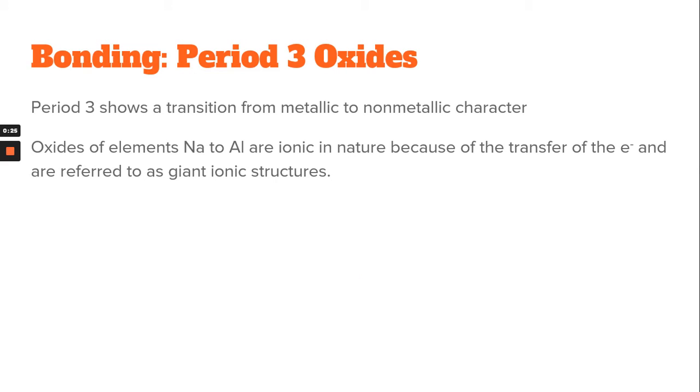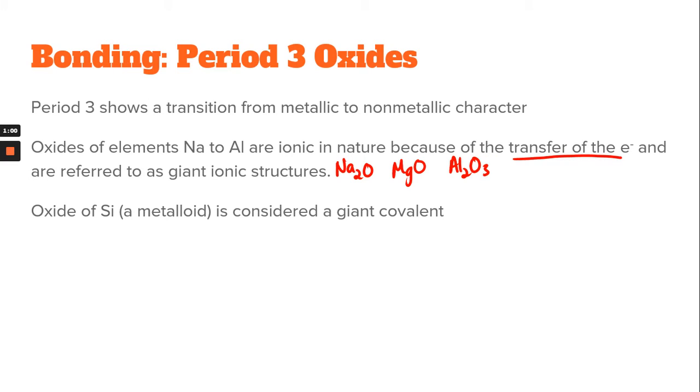So the oxides of elements sodium to aluminum, so sodium oxide, magnesium oxide, and aluminum oxide, are all ionic in nature because you're transferring that electron. So the sodium, the magnesium, the aluminum are giving off the electrons to the oxygen. And so when we say oxides, we're just referring to sodium oxide, magnesium oxide, and then aluminum oxide, so that compound.